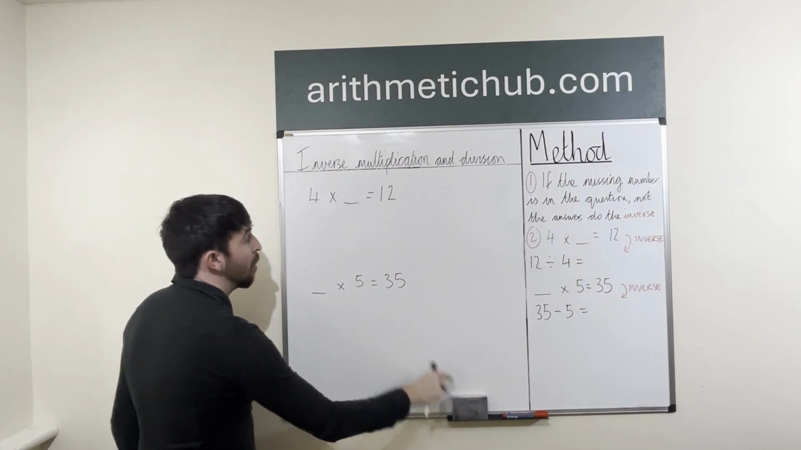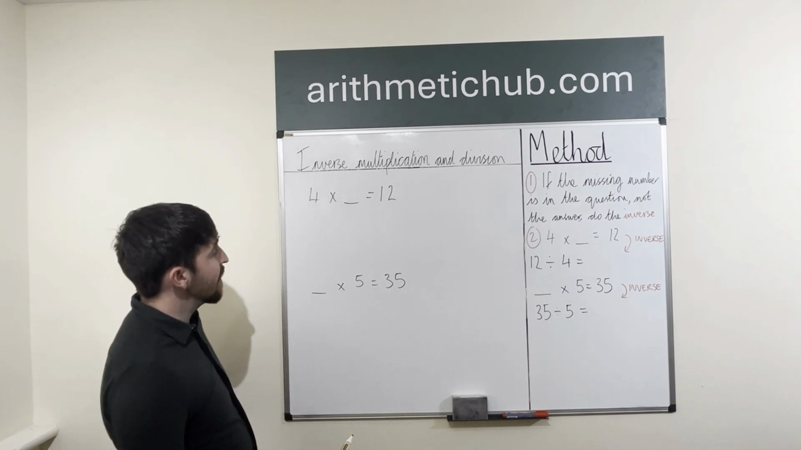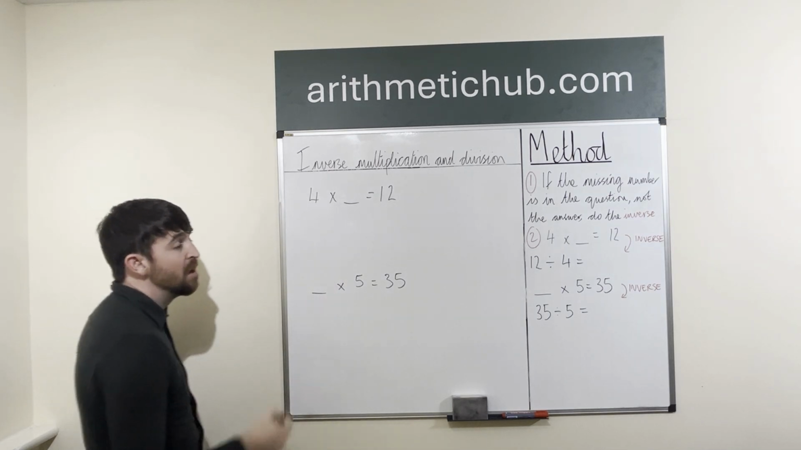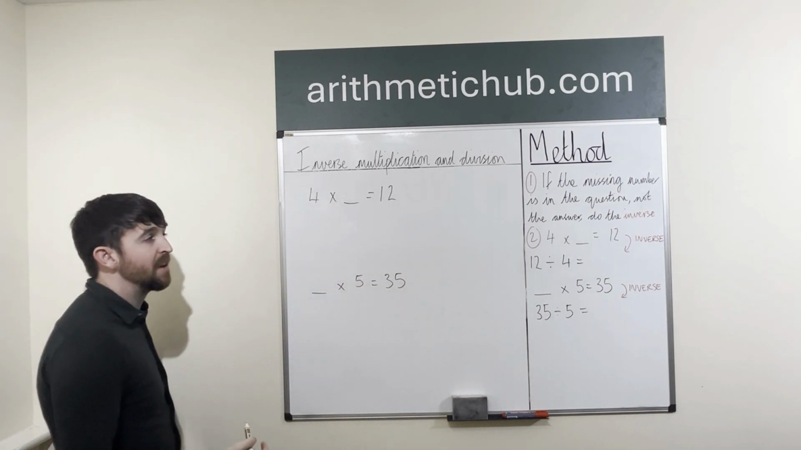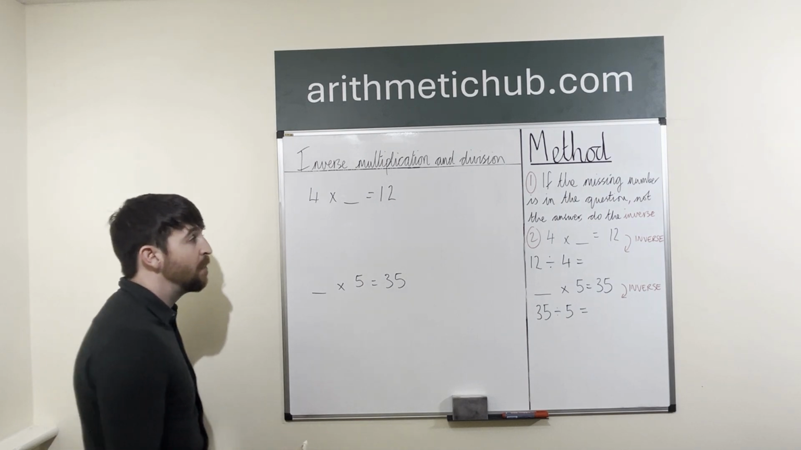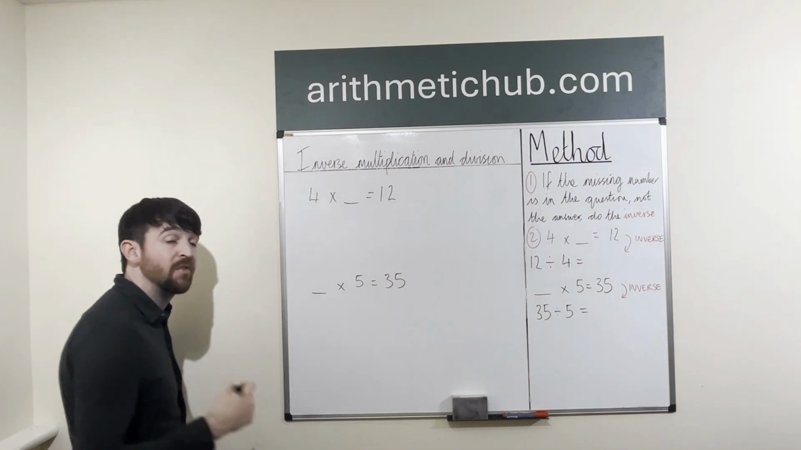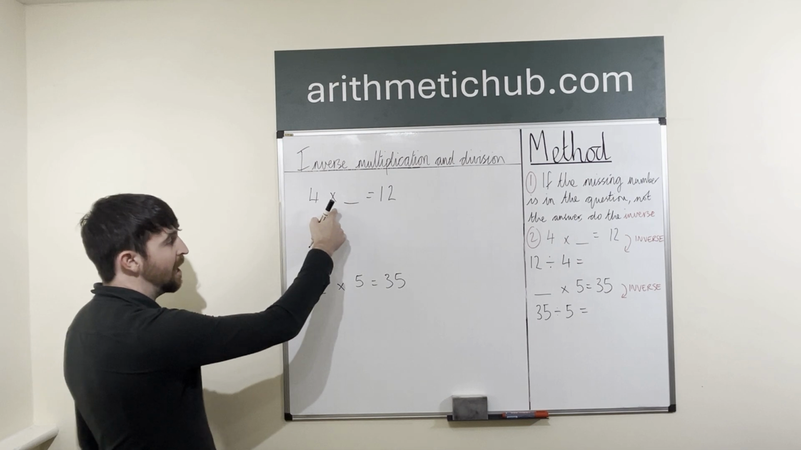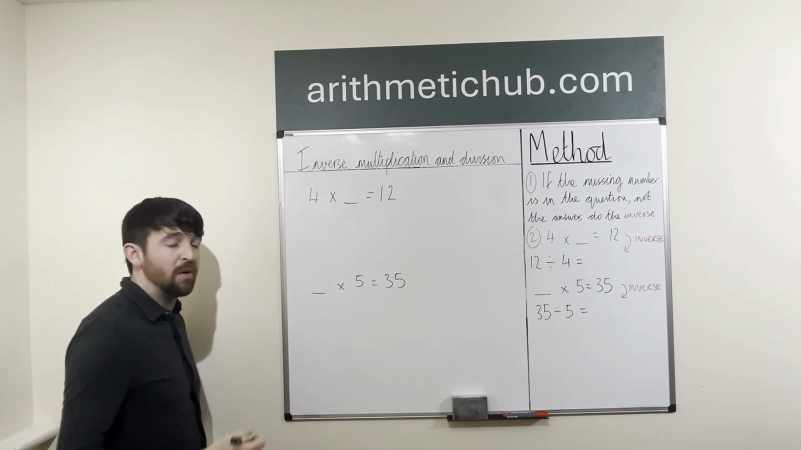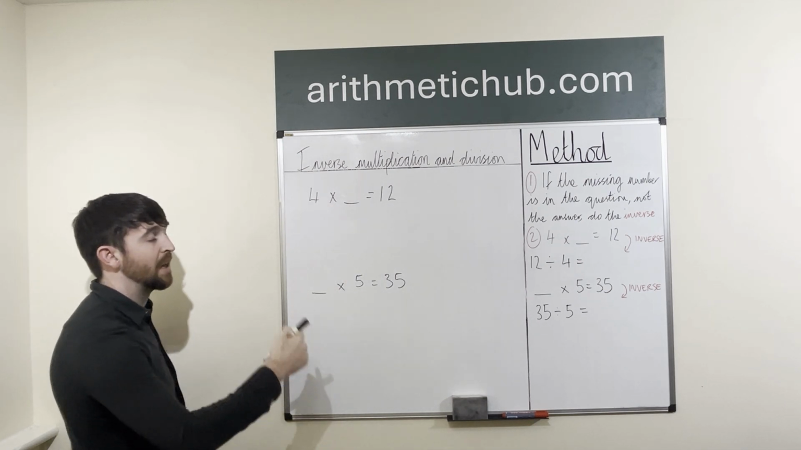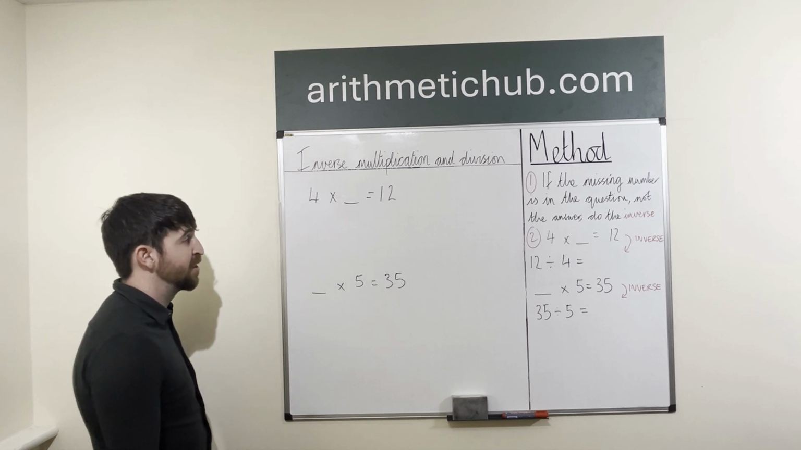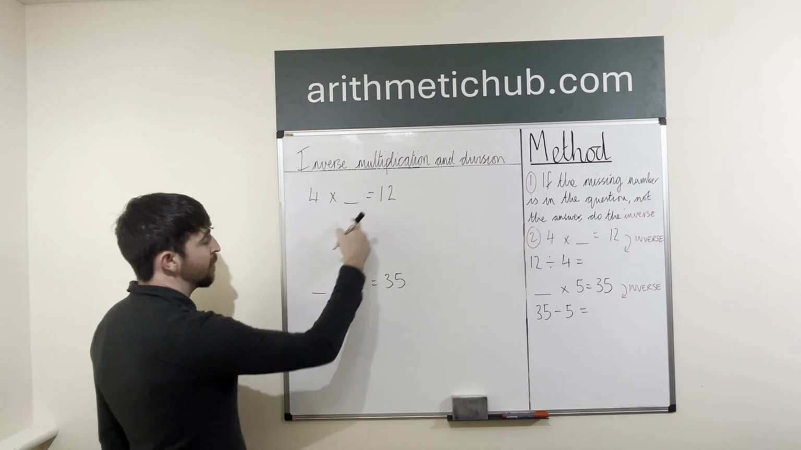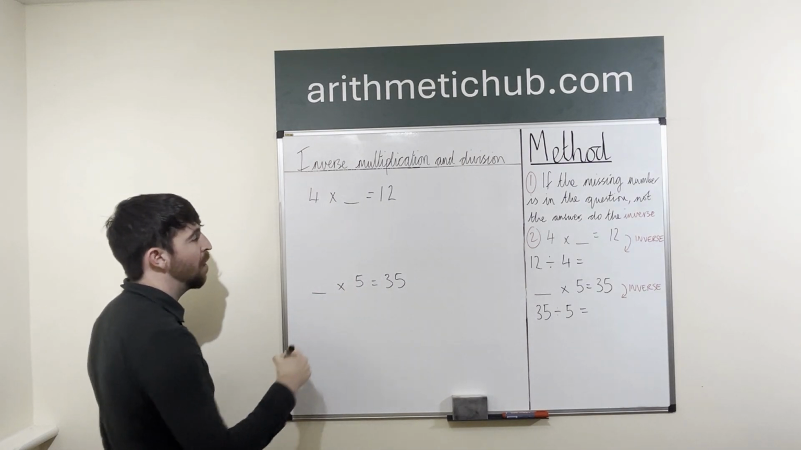But here, we actually have the answer already. What we don't have is one of the missing parts of the question, okay? So what the method says is if the missing number is in the question, not the answer, then we need to do the inverse. And the inverse, we've said, means we need to do the opposite operation, okay? So here, it tells us we need to multiply. We know if we're doing the inverse to find the missing number in the question, we need to do the opposite of multiplication. The opposite of multiplication is division. So what we need to do is we need to divide our two parts that we have.